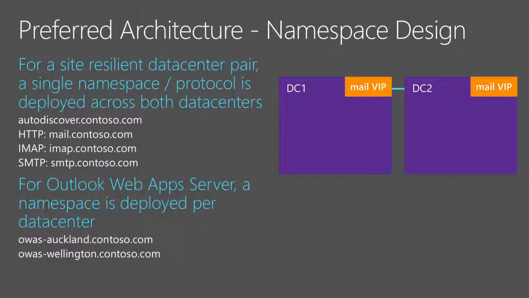OK, so let's start with the namespace design. I think we've talked about that well enough. Ideally, we would want you to have a single namespace. Preferred architecture is just one worldwide name that every user has.